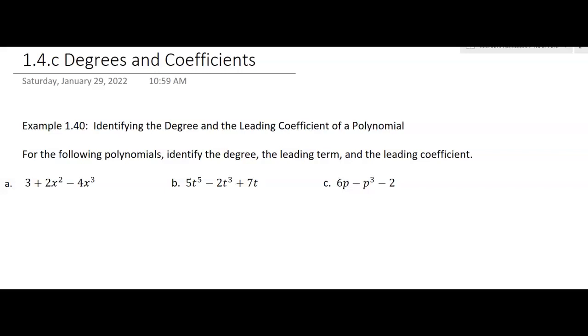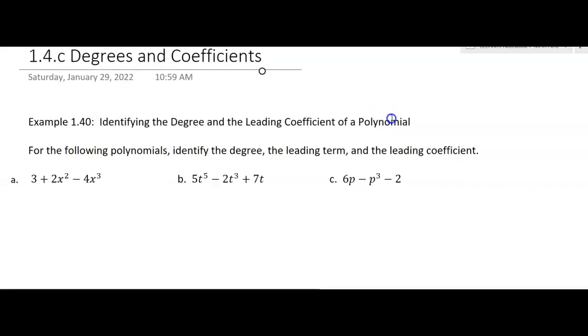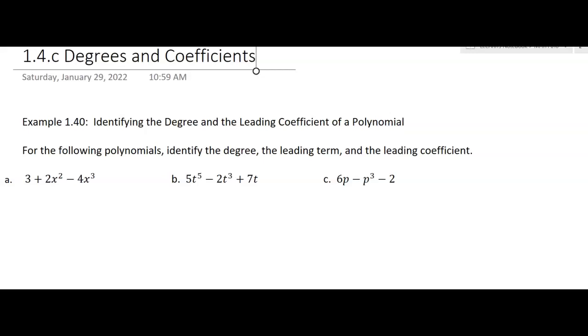We're going to use some of our terminology here a little bit. It says identifying the degree and leading coefficient of a polynomial. So for these polynomials, identify the degree, the leading term, and the leading coefficient.